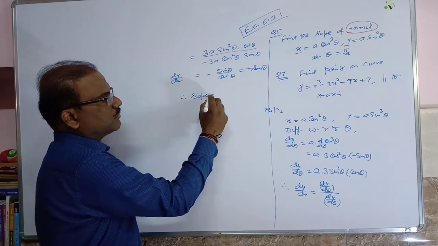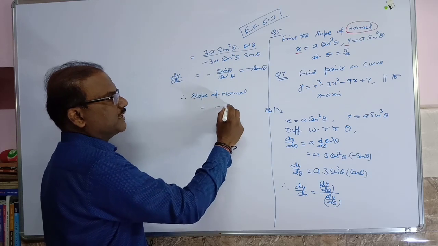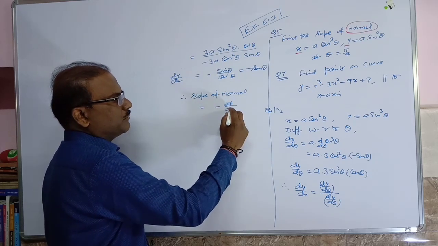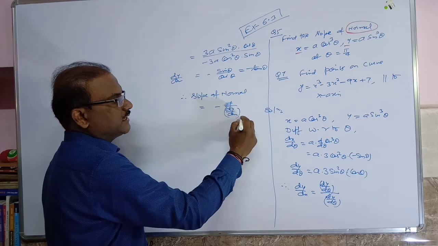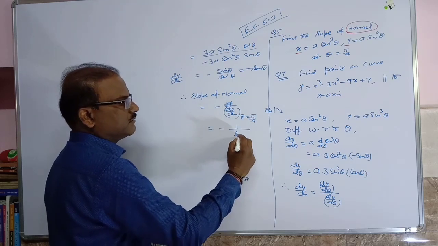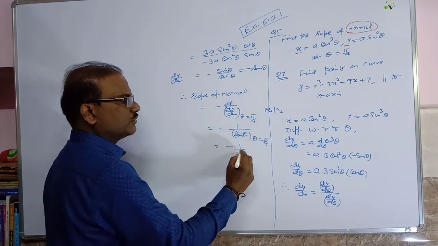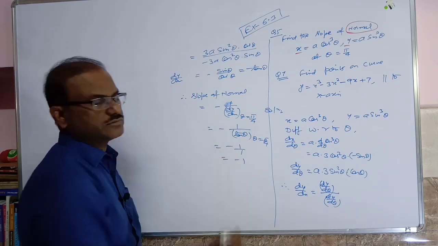Therefore the slope of normal is equal to minus 1 upon dy by dx. At that point, of course, we put minus tan theta, and the value of theta is pi by 4, you know, that is equal to 1 minus 1.